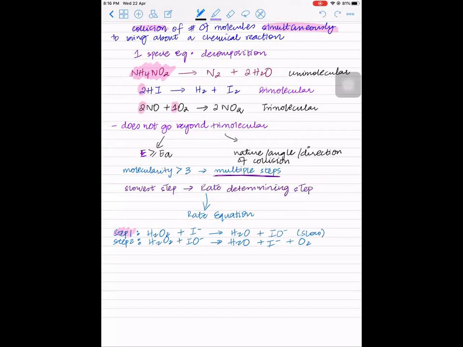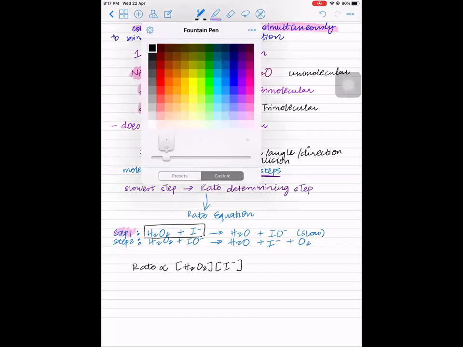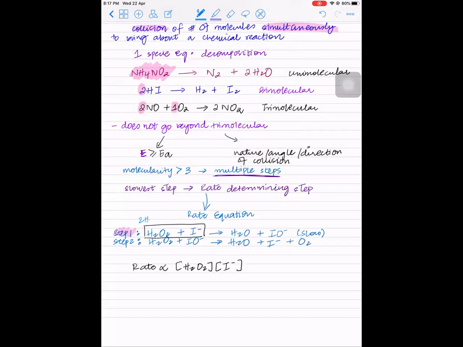You look at the rate determining step, and the reactants in the rate determining step will give us the rate equation. The rate will be directly proportional to what? H2O2 and I minus, right? So your rate will be directly proportional to this. And if you had any moles here, let's suppose we had 2 H2O2, then this would be raised to the power 2. This 2 is what we call the order of the reaction.